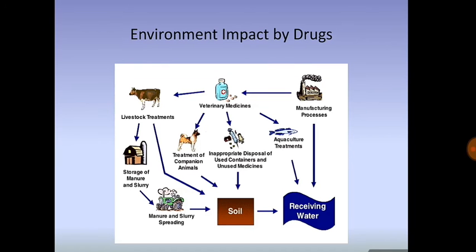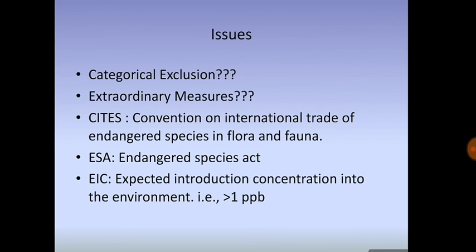Environment Impact by Drugs Issues. Categorical Exclusion. Extraordinary Measures. CITES, Convention on International Trade of Endangered Species in Flora and Fauna. ESA, Endangered Species Act. EIC, Expected Introduction Concentration into the environment. That is 1 part per billion.